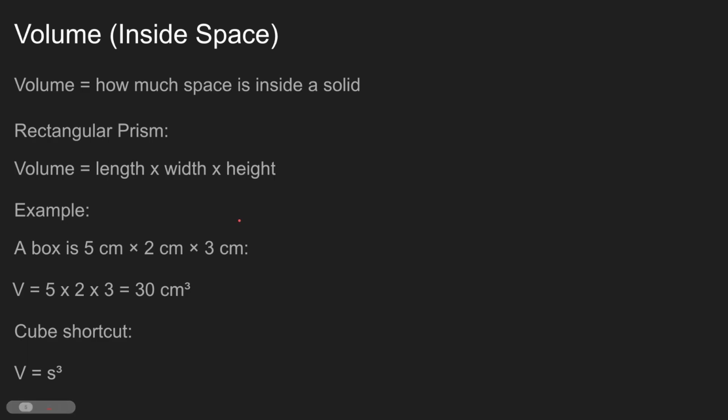Okay, now volume, inside space. Now we just looked at the outside, but now let's look at the inside. Volume equals how much space is inside a solid. Now a rectangular prism's volume equals the length times the width times height. An example, 5 centimeters times 2 centimeters times 3 centimeters. Very simple. We're not doing the complex 2 times length times height, 2 times length times width, 2 times width times height. No. We're just going to do length times width times height. 5 times 2 times 3 is 30. And again, shortcut, length, width, and height would be the same for a cube. So let's just say it's 5 centimeters, then 5 to the power of 3, 125.